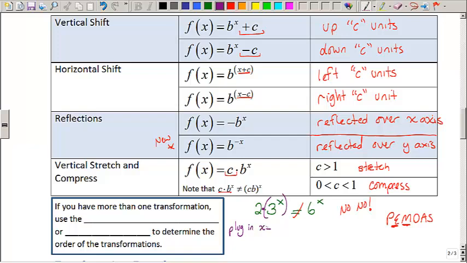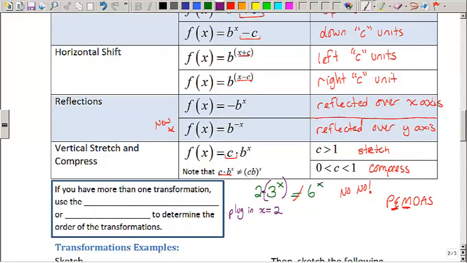Let's say x is equal to, I don't know, 2, just because it's small enough to not have to do any calculator work. We have 2 times 3 to the 2, and we're comparing that to 6 to the 2. Using our PEMDAS, our order of operations, 3 squared is 9, and 9 times 2 is 18. On the other hand, 6 squared is 36. These are not equal.